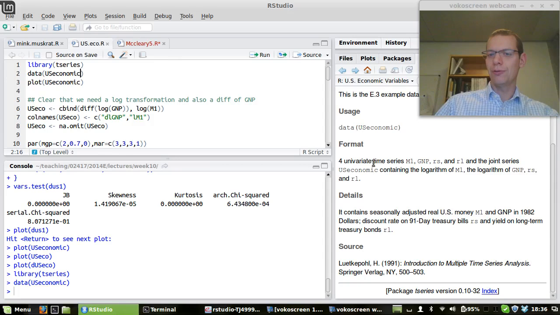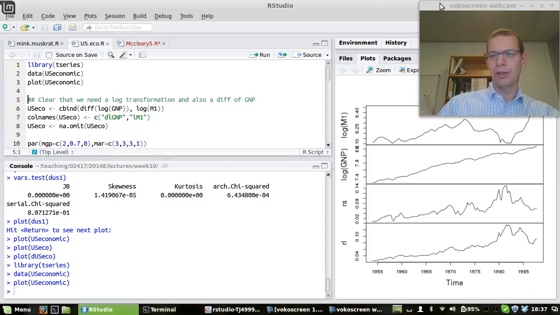So we have four univariate time series, and we'll just focus on the first two. First one is seasonal adjusted real US money. Now real money is corrected for inflation, so what can you actually buy? And then your gross national product normalized to 1982 dollars, and then there's discount rate and other things that we won't really pay attention to, for now at least. But let's just make a plot of everything just so that we can see it.